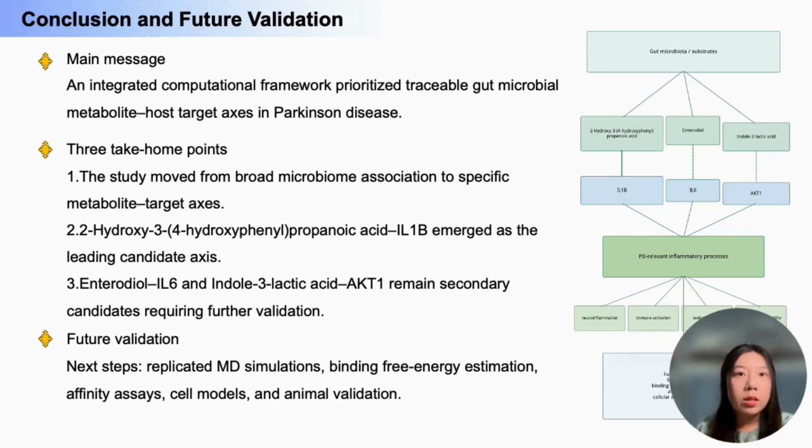So, in conclusion, this study built an integrated computational framework for PD. The framework helped us prioritize traceable gut microbiome metabolite host target axes. The study moved from broad microbiome association to the specific metabolite target axis. The leading candidate axis was 2-hydroxy-3,4-hydroxyphenyl propanoic acid and IL-1 beta, while interradial and IL-6, and indole-3-lactic acid and AKT1 remained secondary candidates.